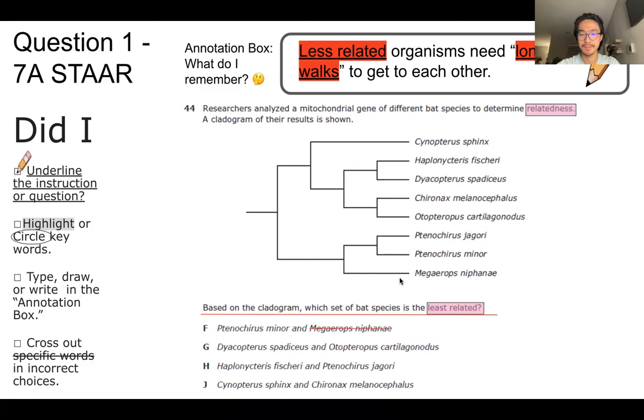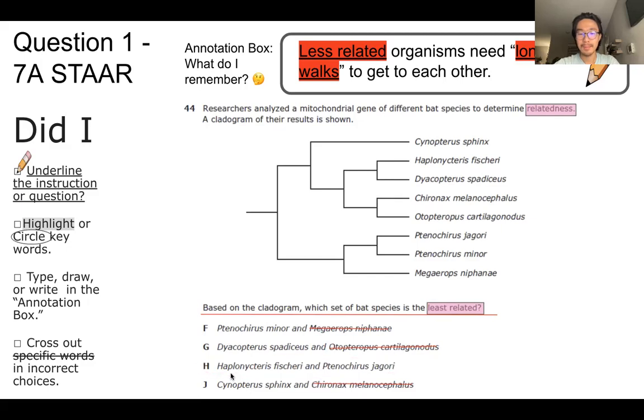They're not that similar. We can look at G, which is Dyacopterus spadiceus, that's over here, and Otopteropus cartilagonodus. These are some difficult names. So let's go ahead and find that. That is over here. So let's walk from here to here. Okay, so that's not that long of a walk, but we'll see. Let's see which one has the longest walk.